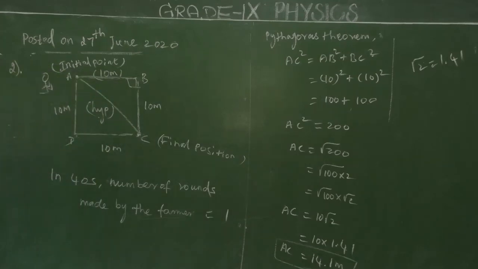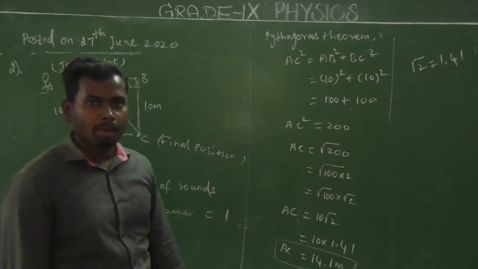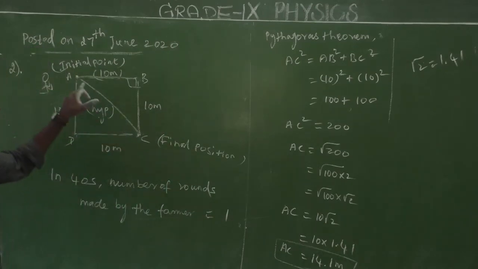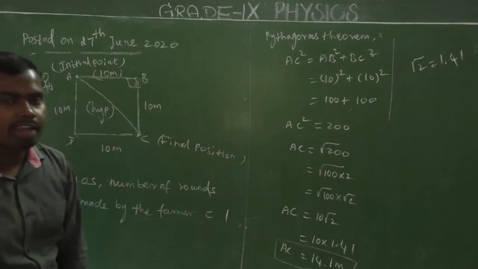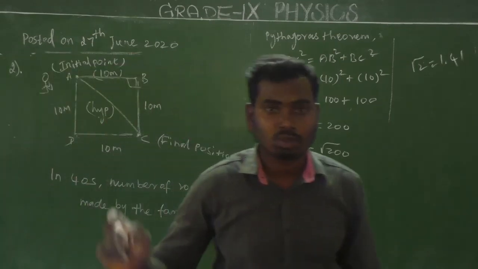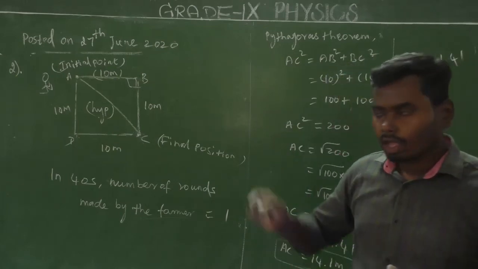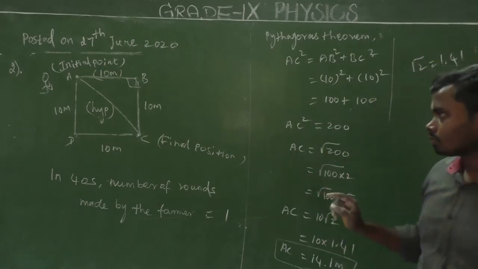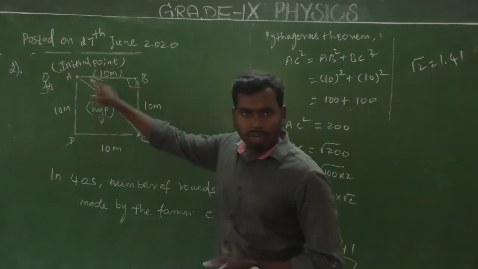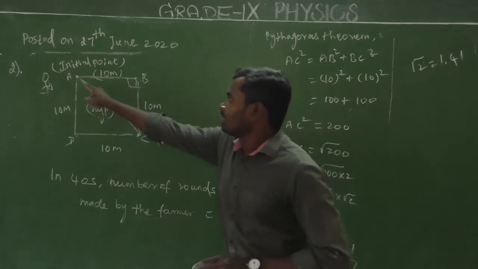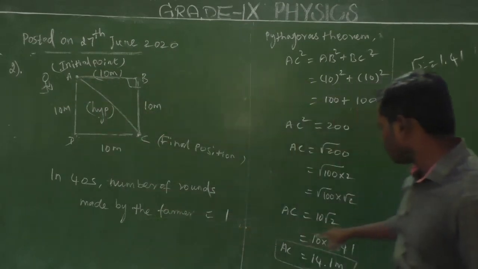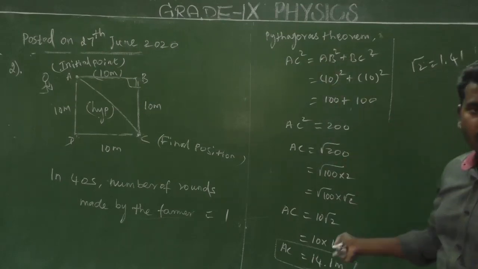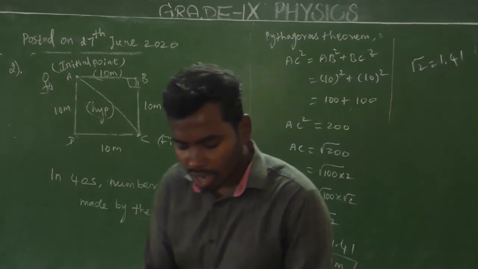So at the end of 2 minutes 20 seconds, the displacement covered by the farmer is 14.1 meters. This AC value is 14.1 meters. Very simple, and this is a very important question, so copy it in your classwork note. According to Pythagoras, we have calculated this. Very simple one.